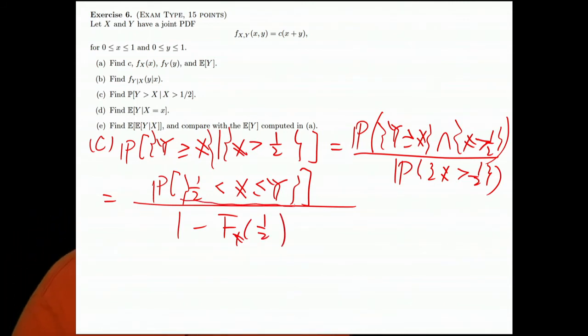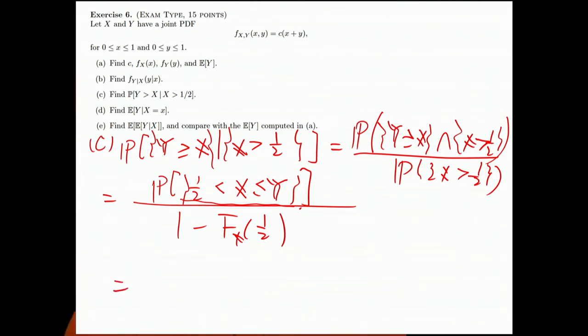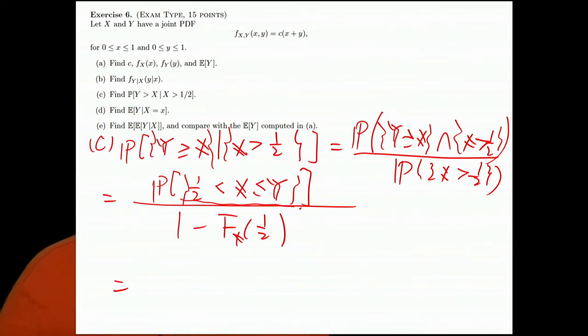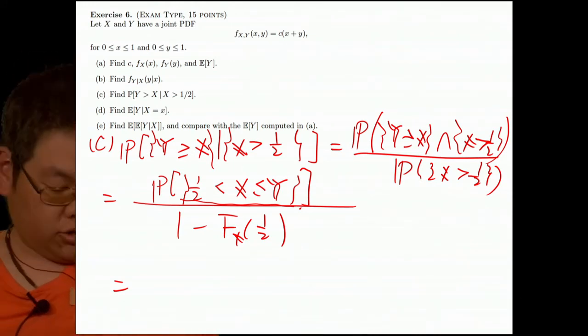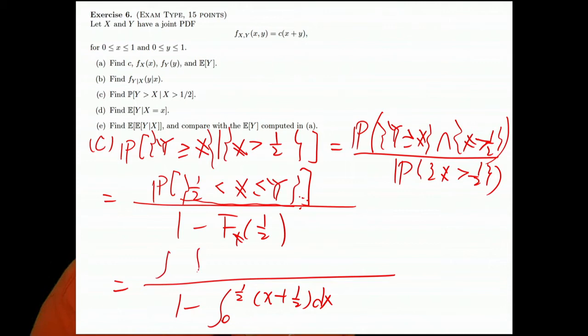So this one now is a probability involving x and y, so that means it's a CDF of x and y. First, for the denominator, you can easily get this form. For the numerator, it's a CDF of x and y, so it's the integral of x plus y dx dy.